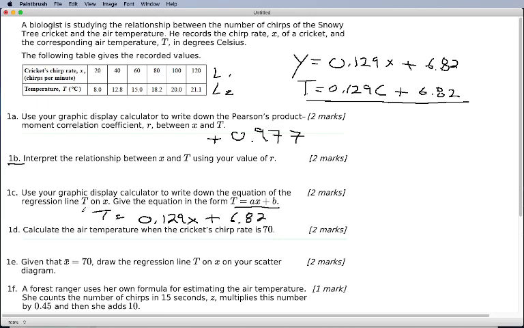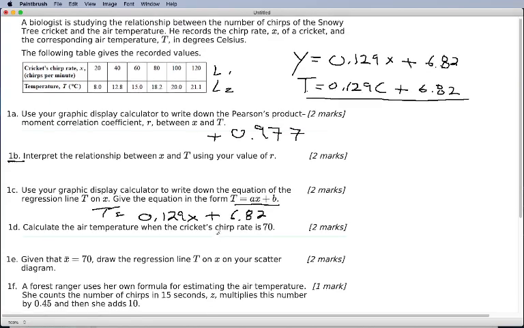At any point, this regression line models this temperature depending on the number of chirps. So if a cricket chirp rate is at 10, then we can insert 10 for a value of x, and we can find the temperature. We have to make sure we understand the relationship between temperature and the cricket's chirp rate.